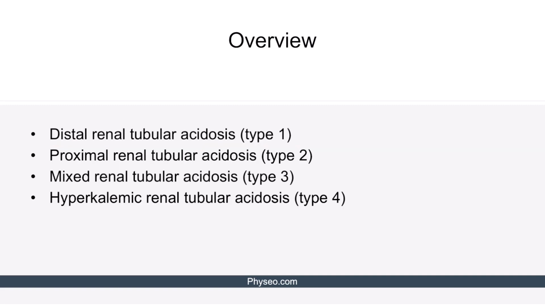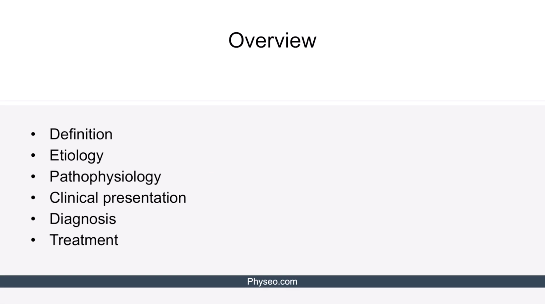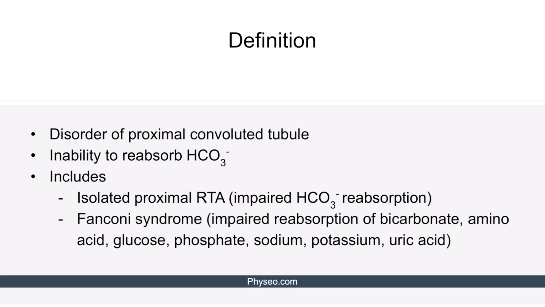All right, now let's move on to proximal renal tubular acidosis, or type 2 RTA. Similar to type 1 RTA, let's begin with the definition. Proximal RTA is a disorder of the proximal convoluted tubule causing impaired bicarbonate reabsorption. It can be further divided into two, an isolated form and a generalized form. Isolated proximal RTA is characterized by isolated impairment in bicarbonate reabsorption.